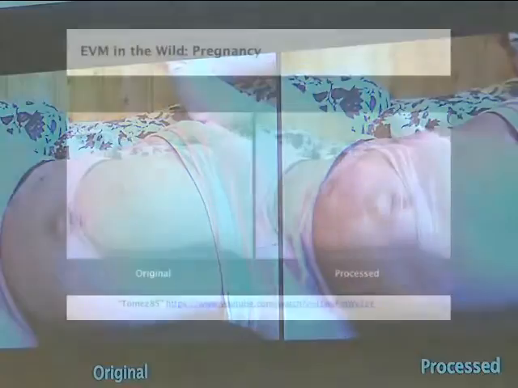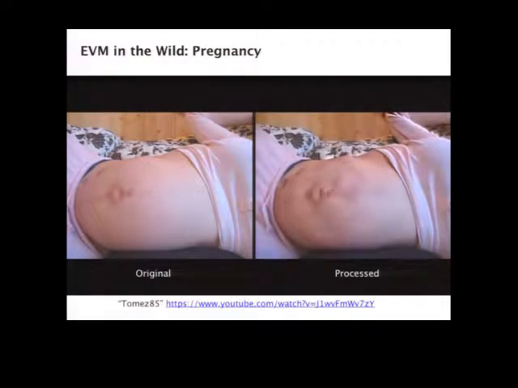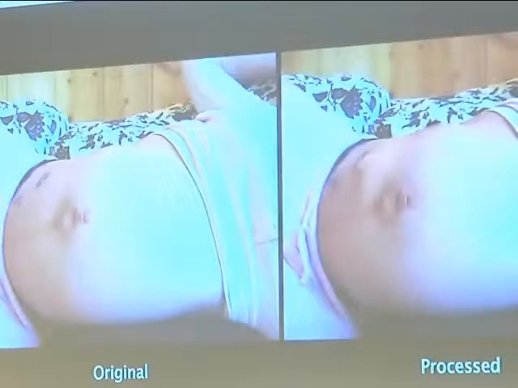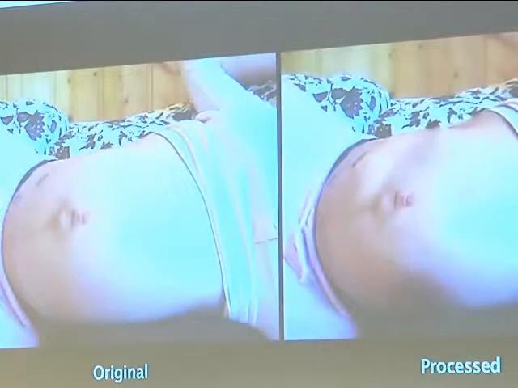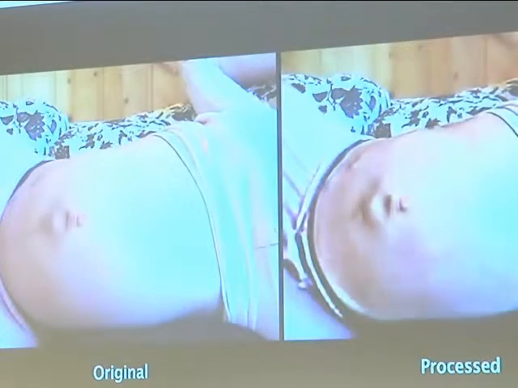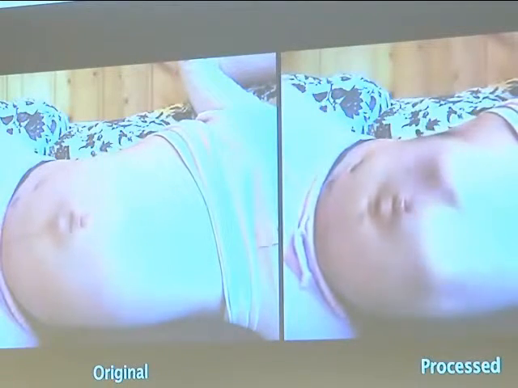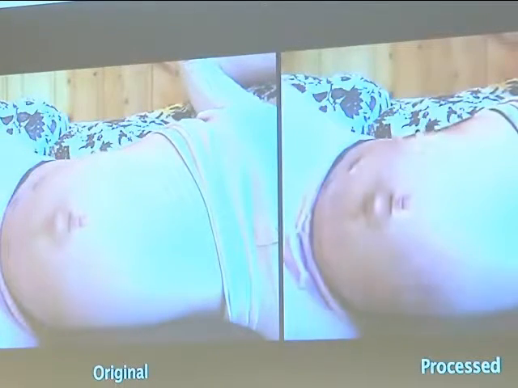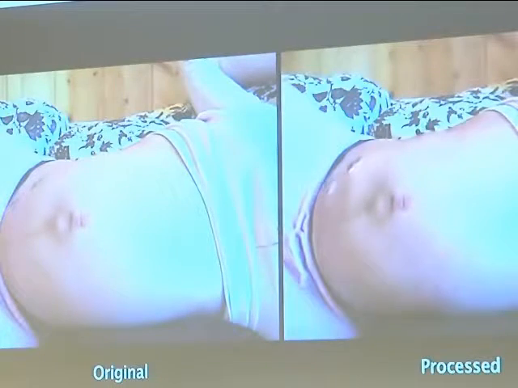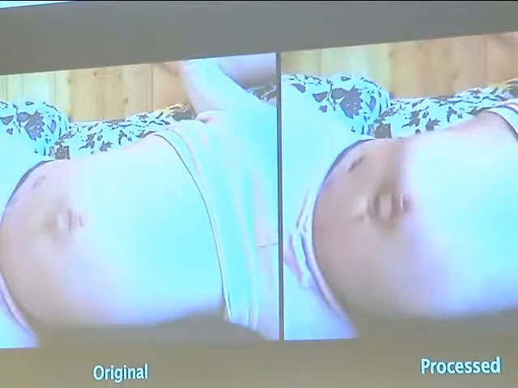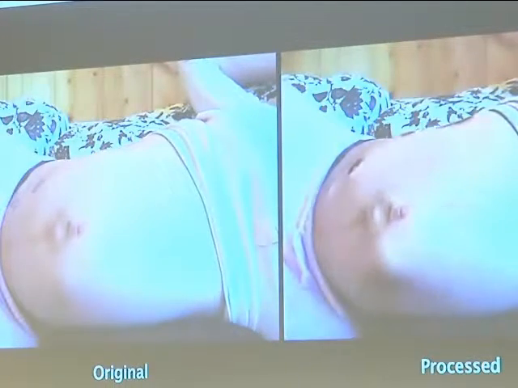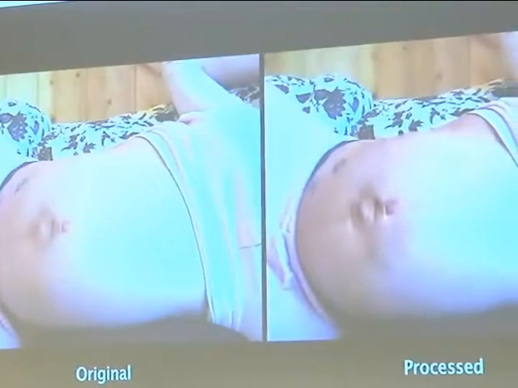And this one is my favorite. This was, again, posted by someone who just downloaded our code and used it. On the left is the unmodified pregnant belly with the fetus moving inside, and on the right is the processed output amplifying those small changes. I'm told that's kind of what it feels like, but I don't know. So that's the Eulerian video magnification.